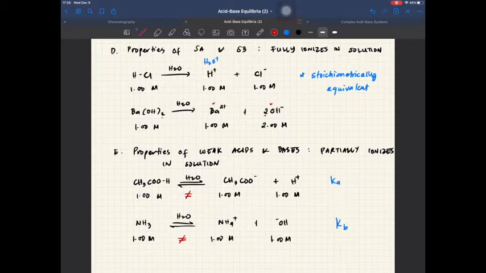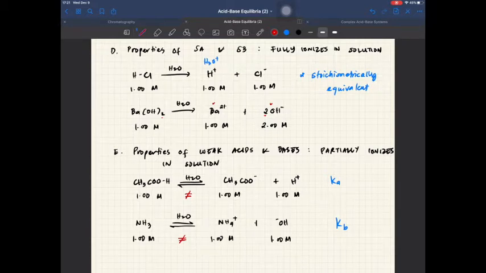So if you have 1 mole of barium hydroxide, upon dissolving in water, you produce 1 mole of barium cation and 2 moles of hydroxide anions. Similarly, if you have 1 molar of barium hydroxide, then you also produce 1 molar of barium cation and 2 molar of hydroxide anions. How about properties of weak acids and bases?